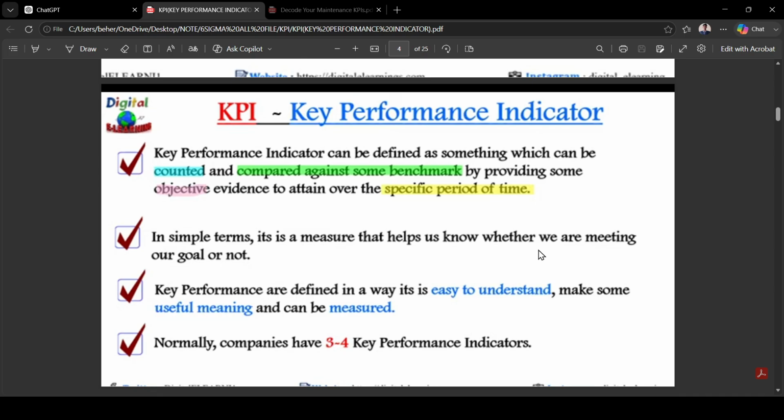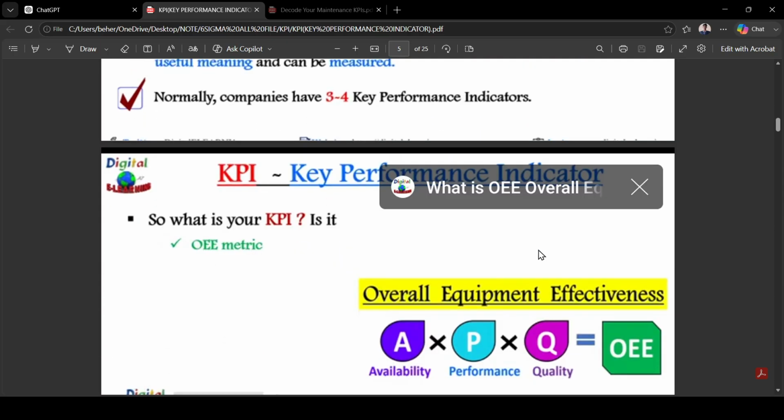A key performance indicator can be defined as something which can be counted and compared against some benchmark, providing objective evidence of attainment over a specific period of time. In simple terms, it's a measure that helps us know whether we are meeting our goals or not. Key performance indicators are defined in a way that is easy to understand, makes useful meaning, and can be measured. Normally, companies have 3 to 4 key performance indicators.